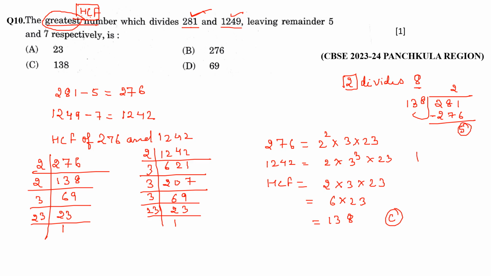Now same way, if you divide 1249 with 138, so what are you going to get? First you have to use 9 times. So 138 times 9 is 1242. And if you subtract, you are getting remainder as 7. So you have checked your answer also, right? So this is the way to do this question.